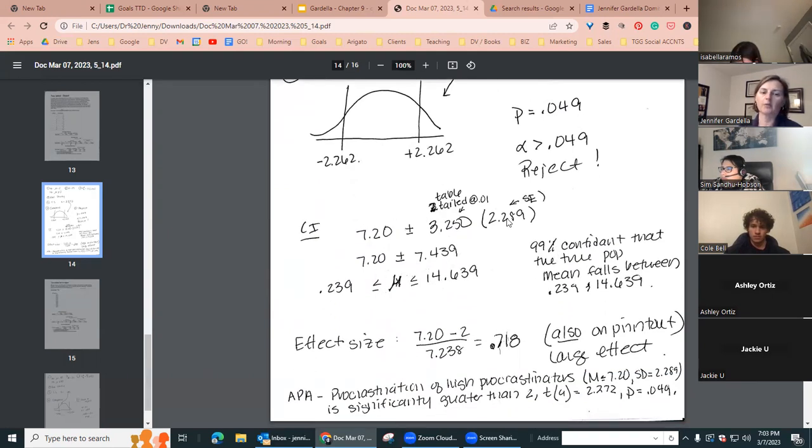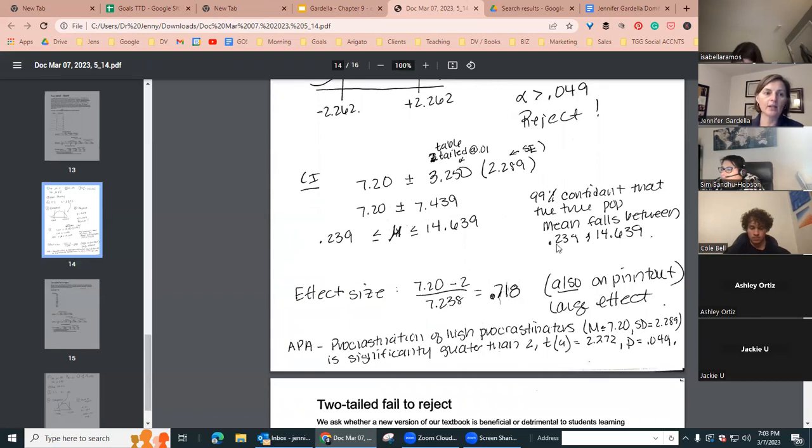Confidence interval, I'm not going to go over again where I got all these pieces from, but this is what it works out to. I ran this as a 2-tail, so from the table I got the two-tailed critical value of T at 0.01. We are 99% confident that the true population mean falls between 0.239 and 14.639. So here's the thing. You need to realize that this is a really, really big range, right? So in the context of the problem, we're pretty confident that these high procrastinators return things between 0 and 14 or 15 days.